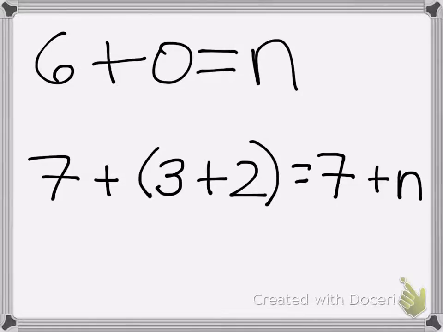We're also going to name the property for the next two. If we look at 6 plus 0 equals n, we know anything plus 0 equals itself, so n would have to be 6. And the property that tells me that is going to be the additive identity.